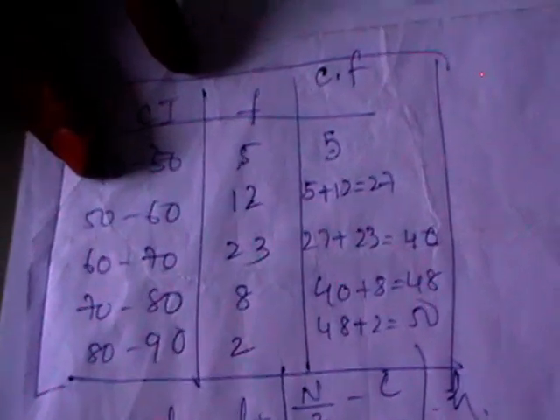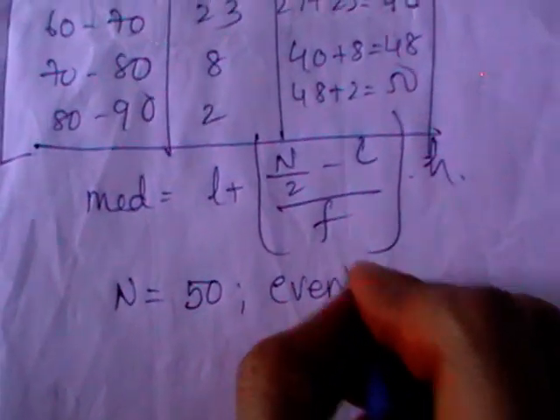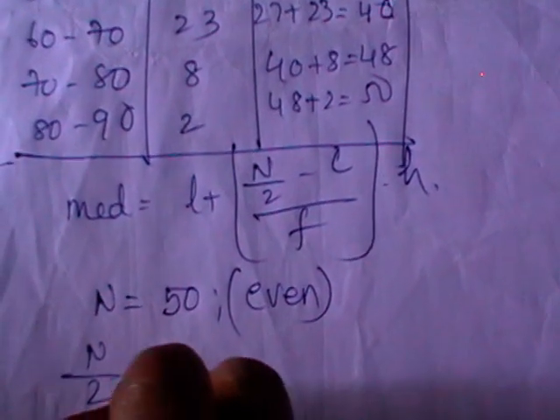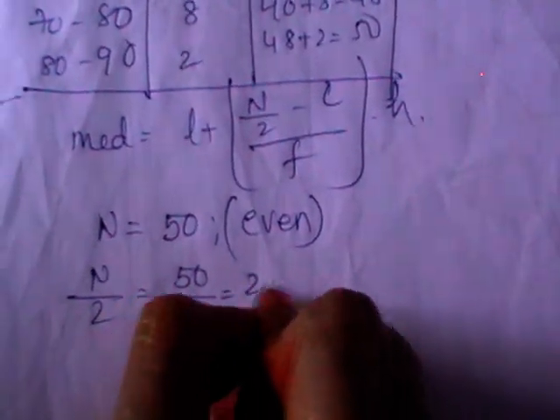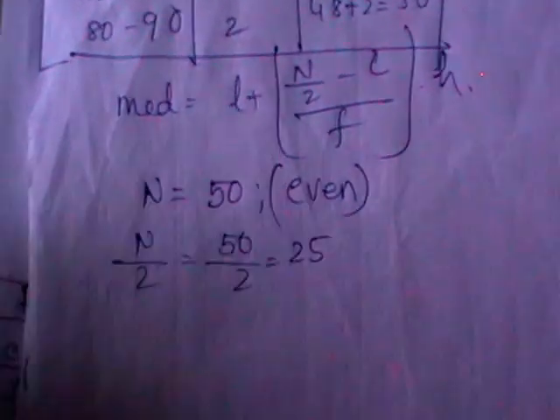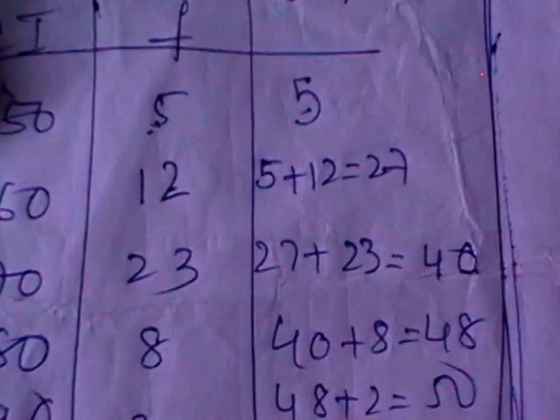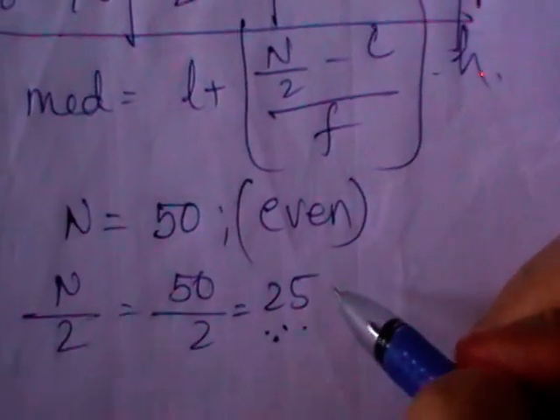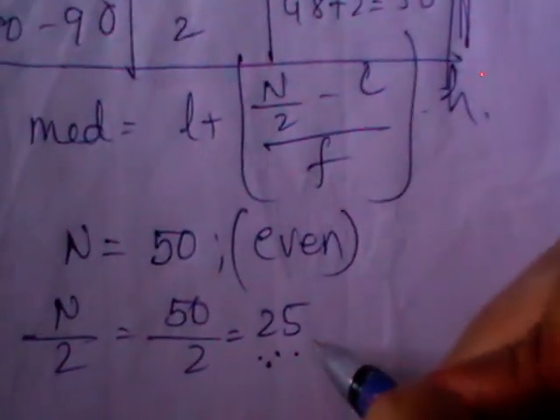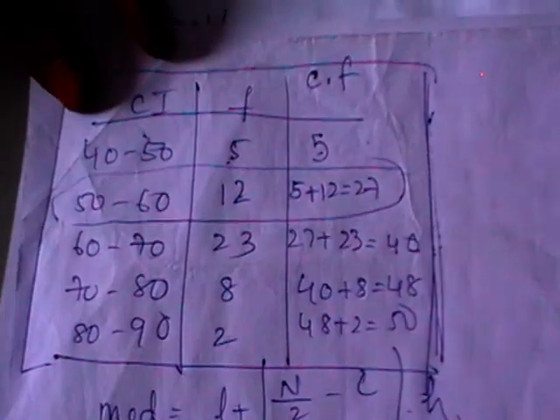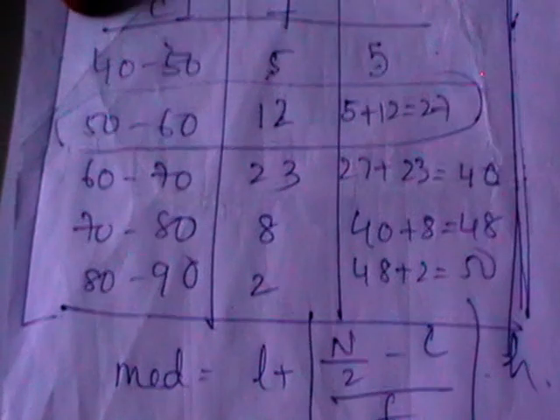What is n here? Total of the observations is 50. Is it even or odd? It's an even one. So n by 2, which is nothing but 50 by 2, which is nothing but 25. Now from this CF column, identify the value which is equal to 25 or just more than 25. So here 27 is the value which is more than 25. So what is the median class here? 50 to 60 is the median class.